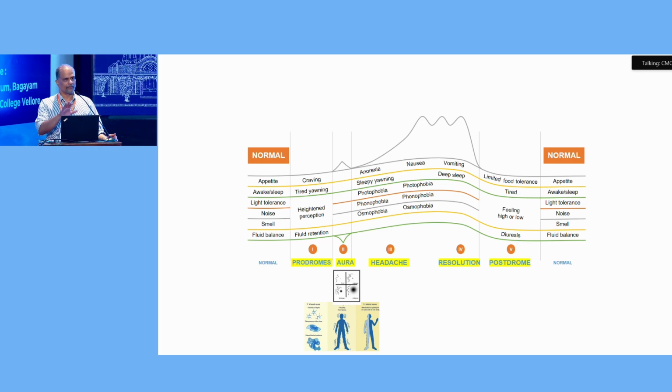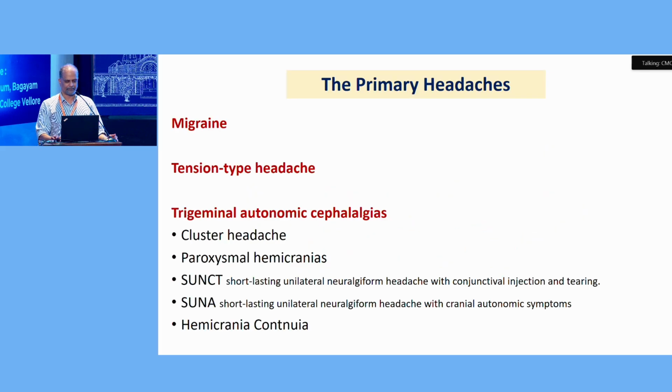But you won't get all patients going through these phases. Some of them can skip, some of them may not have aura, some of them may not have prodrome, etc. But it's very important from a treatment point of view if you can identify these 5 phases of migraine.